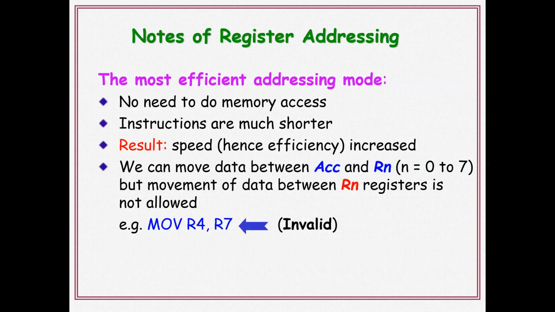That means MOV R4, R7. Here the content of R7 is being copied into the R4 register. They are both R registers, so it is an invalid instruction. Movement of data between R registers is not allowed in the 8051 microcontroller. So this is one note point, and to write assembly language programs efficiently, we need this note point.